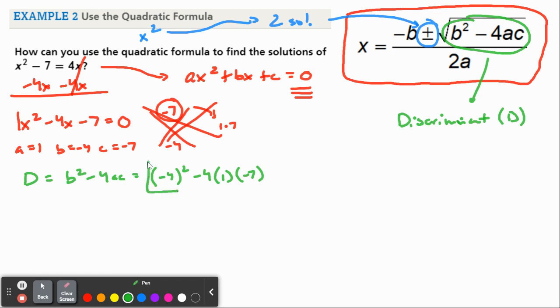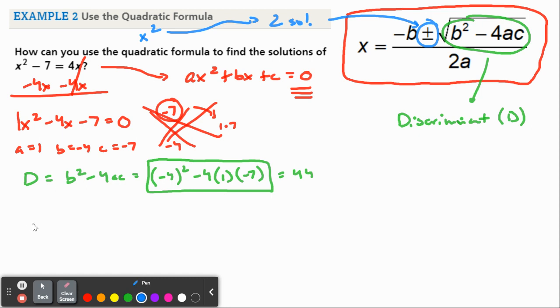And this right here, we would plug into Desmos to get the answer, whatever it comes out to be. This is 16, and this comes out to be positive 28. 16 plus 28 is 44. There's your discriminant. That's going to go inside the square root.